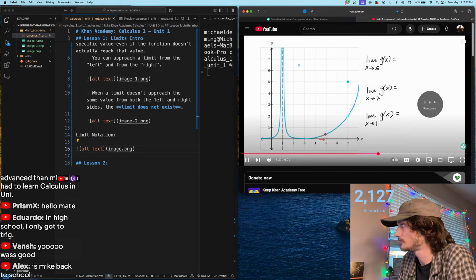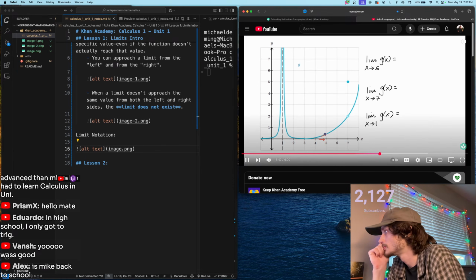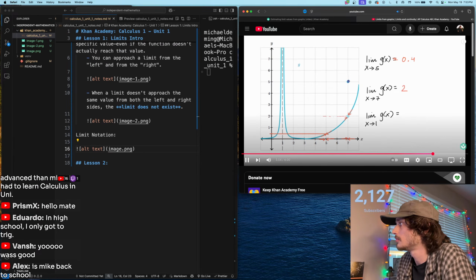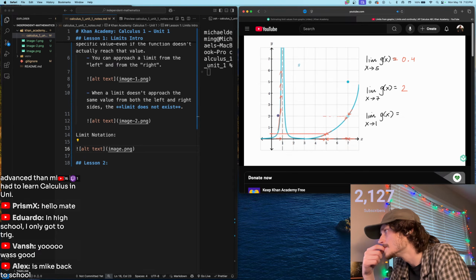So first, it looks like we are approaching this value. I'll say this limit definitely exists. Less than 0.5, 0.4, roughly around there. At 0.999, it looks like we're just going unbounded towards infinity. And as we approach from the right-hand side, it looks like the same thing is happening. We're going unbounded to infinity.